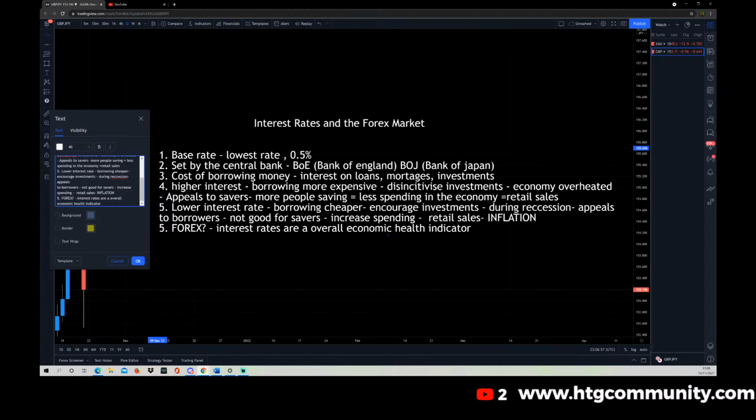But when you actually have that rate cut, so if we go to the next point, rate cuts, right? What does that do? Well, that shows that economically things are not going well, right? And that's going to impact the forex markets.